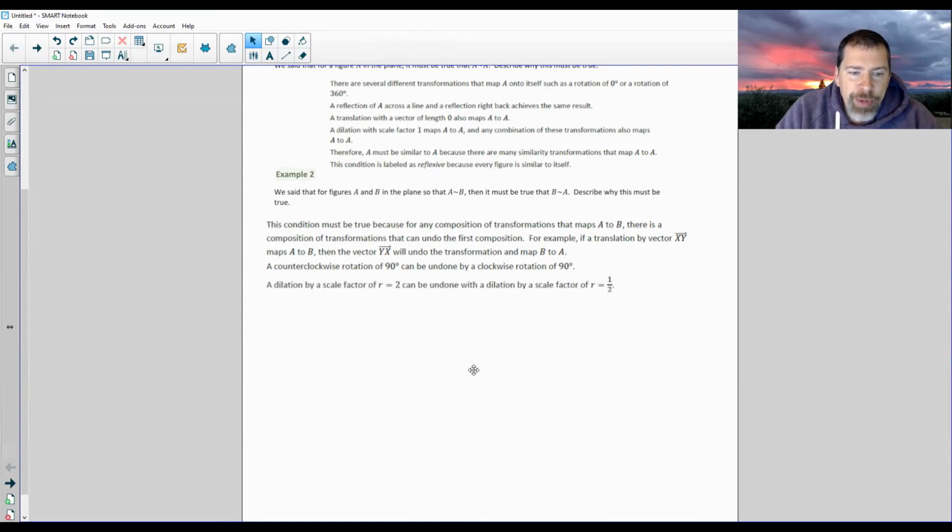A dilation by a scale factor of r equals 2 can be undone with a dilation by a scale factor of r equals 1/2 because 2 times 1/2 is 1. And if you look back up at example 1, a dilation of scale factor 1 will map something onto itself. So there you have it. All righty.